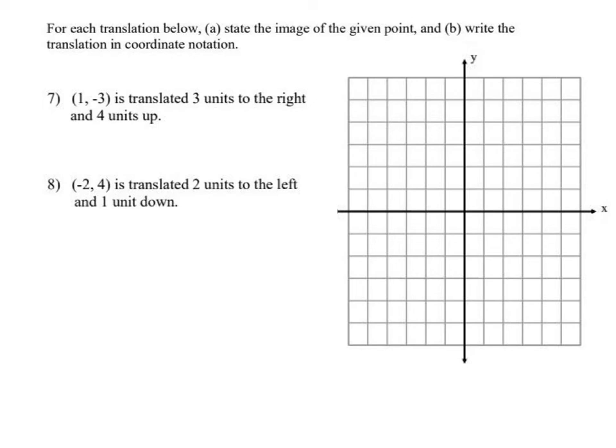For questions 7 through 10, we need to do 2 things. First, state the image of the given point, and then write what the coordinate notation is. And so for number 7, we're starting at the point 1, -3, which would be right here. And it's translated 3 units to the right, and then 4 units up. So the coordinates of the image are 4, 1. And then the coordinate notation, if we're going 3 units to the right and 4 units up, would be (x, y) maps to (x plus 3, y plus 4).